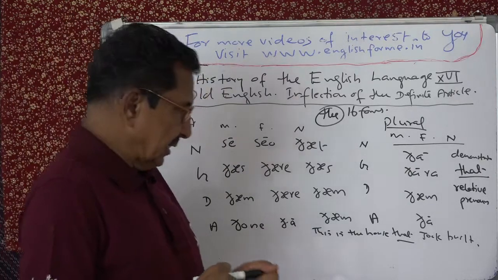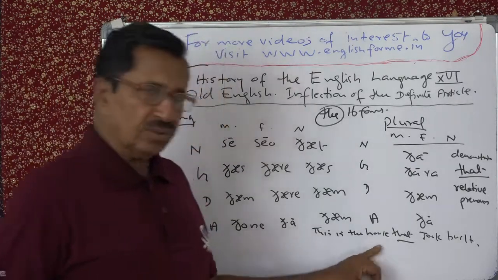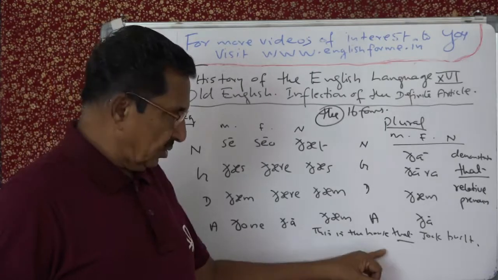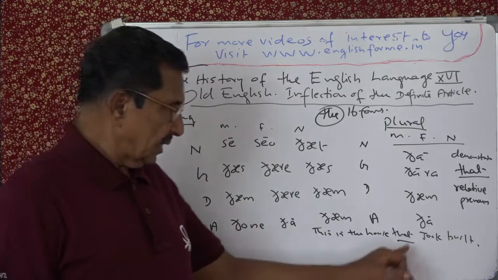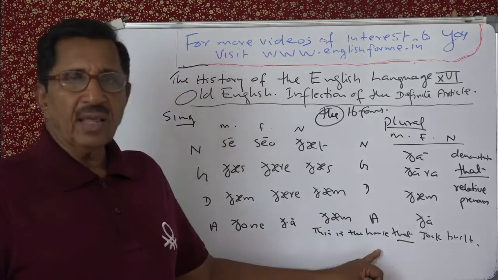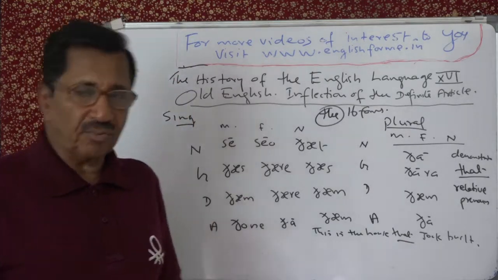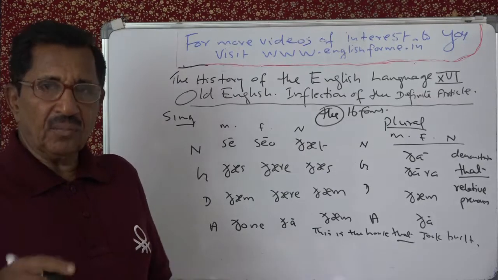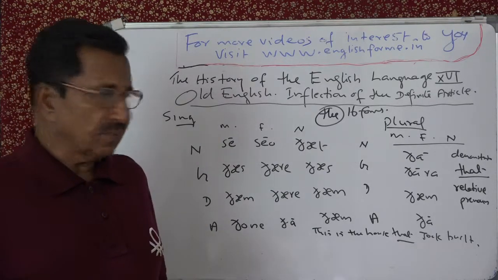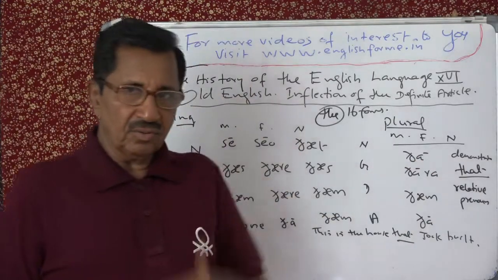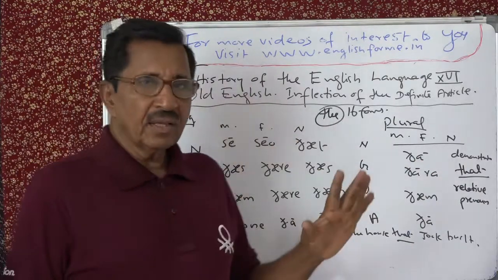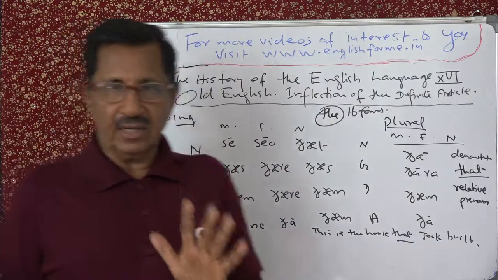Because it relates to its antecedent, this house. This is the house that Jack built. That is, "that" refers back to "house." So it is a relative pronoun, a connecting pronoun, connecting both the parts of the sentence. And then you can see here demonstrative, I told you. So at present, of course, it survives as the definite article.